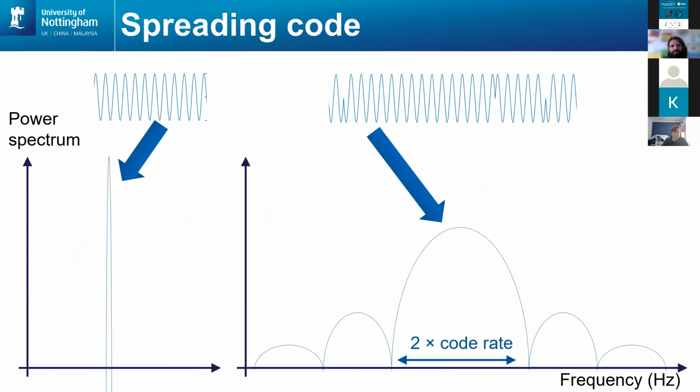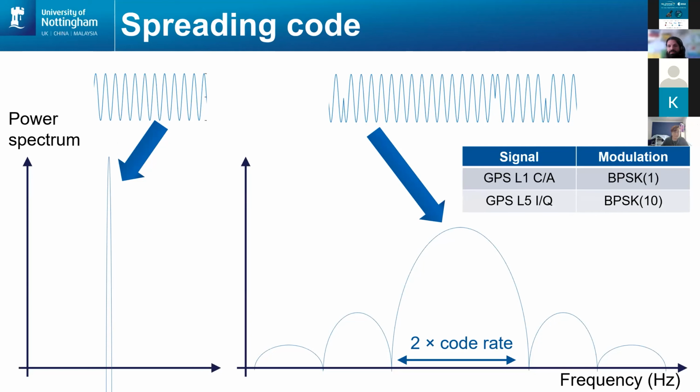The effect of this modulation, you can see here: if you just take a carrier wave, the power spectrum is just a tone, just a spike. But this pseudo-random code is called a spreading code because it effectively spreads the spectral energy of the signal across the spectrum. The amount of spread is defined by the code rate. So if we have a higher code rate, a higher chipping rate, as they call it, a higher rate of switching of this PRN code, we have a wider bandwidth signal.